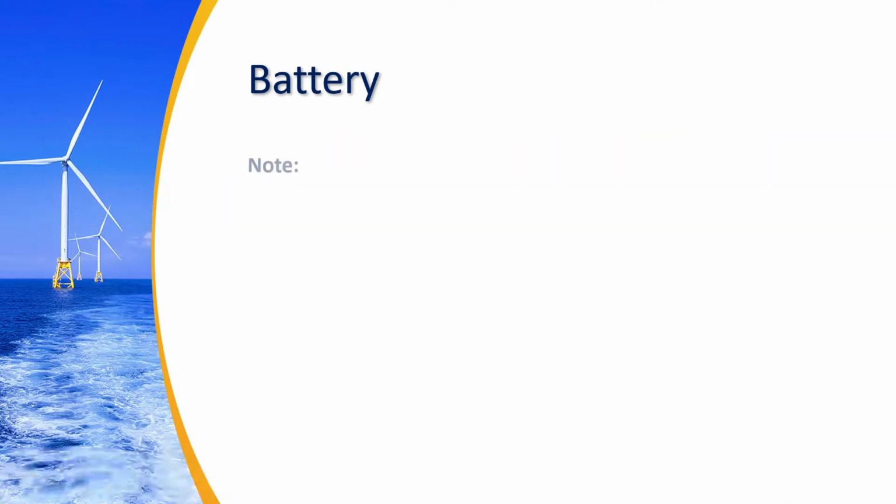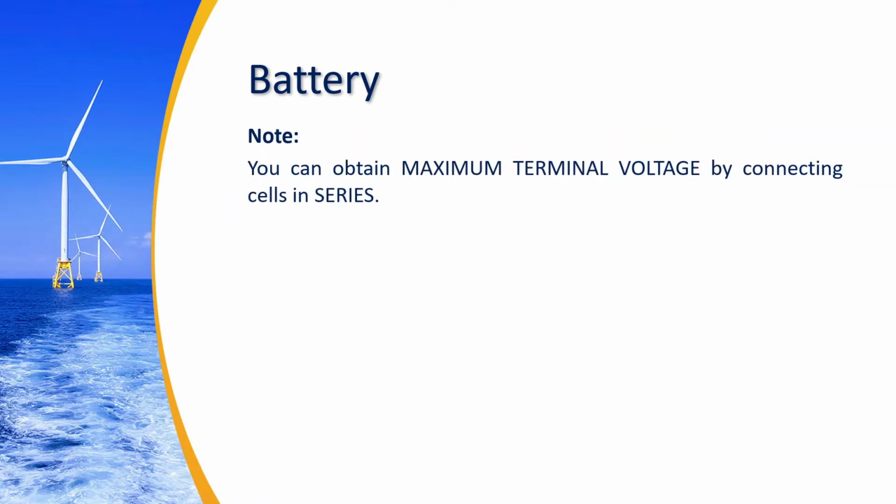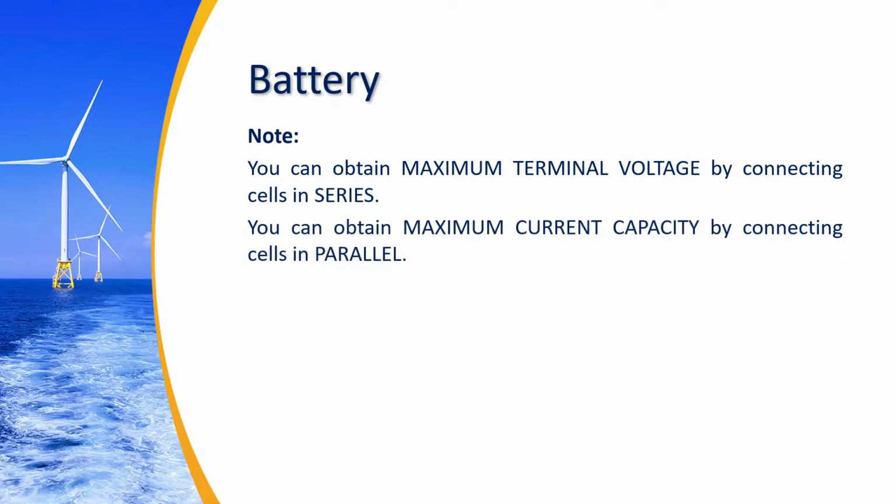Okay? So, take note na you can obtain maximum terminal voltage by connecting cells in series. And also, you can obtain maximum current, current capacity, by connecting cells in parallel. So, depende sa inyo kung ano yung gusto nyo makuha. Kung need nyo ng maximum terminal voltage, so dapat i-connect nyo lahat ng cells nyo in series. Kung gusto nyo naman ng maximum current capacity, i-connect nyo lahat ng cells nyo in parallel.